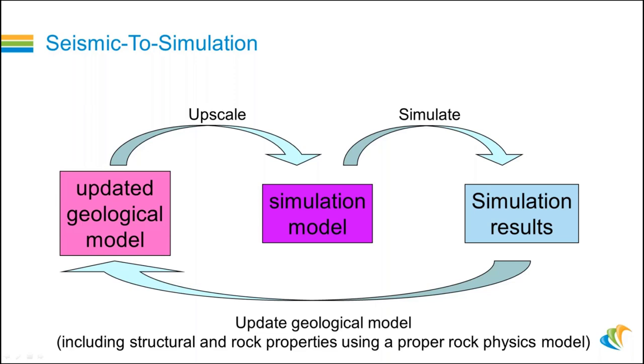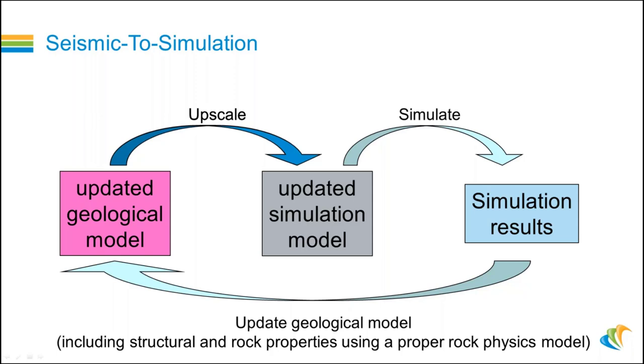And this can be done in several iterations, and you can edit both the structure, adding new structures, or change your reservoir properties, your porosity and permeability, until your petrophysics, your rock physics, seismic and reservoir engineer all are on the same page. So this is called a seismic to simulation workflow. And then you have an updated simulation model, and then you will have a result. This is the workflow that I was talking about.